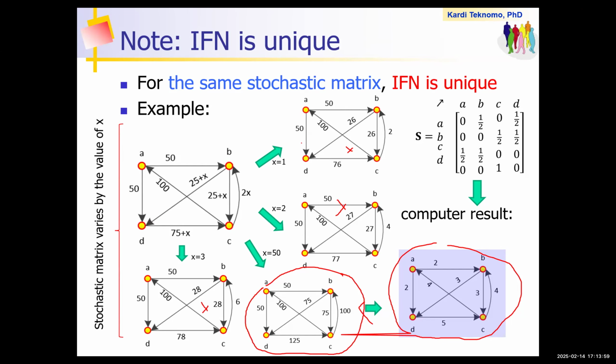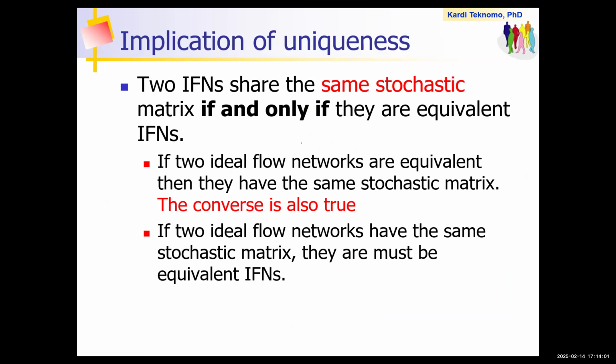So what's the implication of that uniqueness? Two IFNs share the same stochastic matrix if and only if they are equivalent. When we say if and only if, that is two-way. So if two ideal flows are equivalent, then they share the same stochastic matrix. And the converse is also true: if two ideal flows have the same stochastic matrix, they must be equivalent.